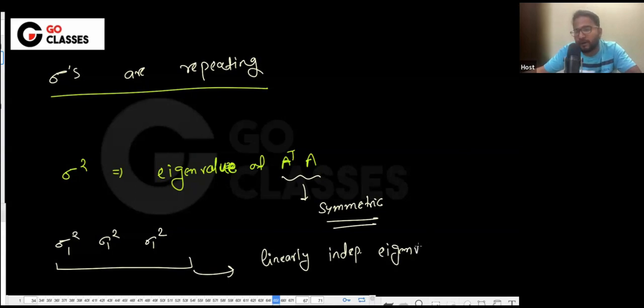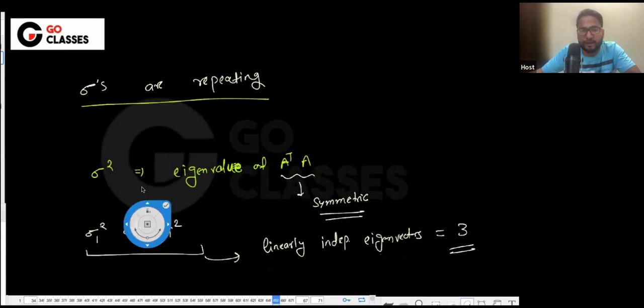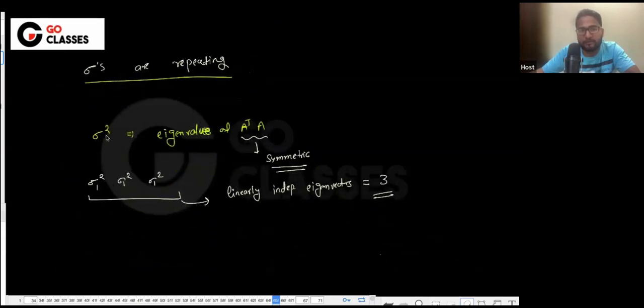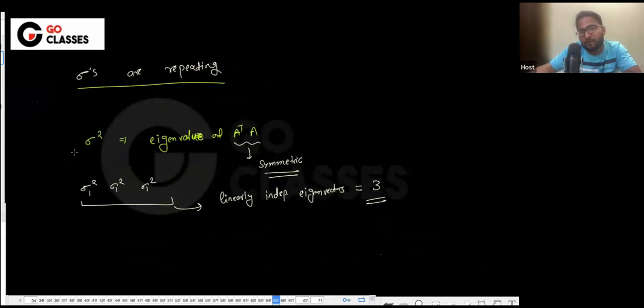If this is a symmetric matrix, then for a symmetric matrix, AM and GM are both equal, right? 3 linearly independent eigenvectors, right? Now, if this sigma is repeating, then in that case, what will happen? Corresponding to sigma 1, you will have 3 linearly independent eigenvectors.